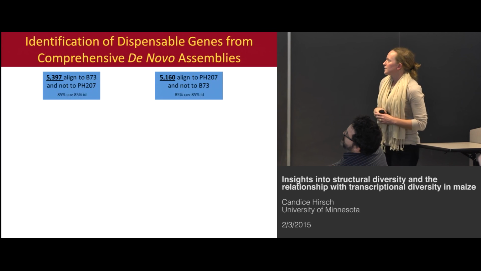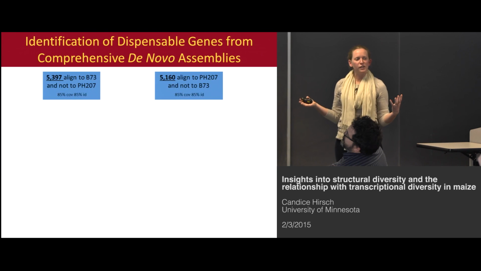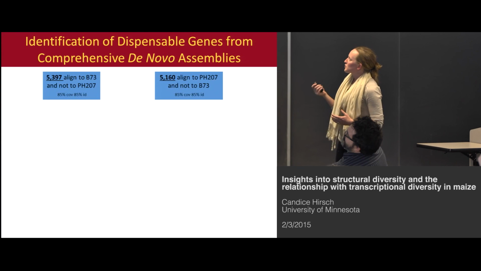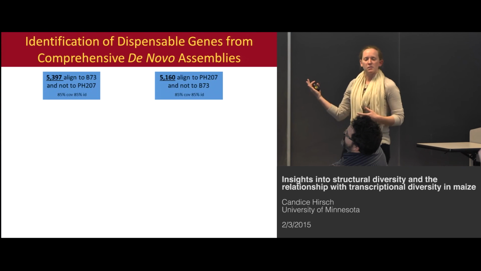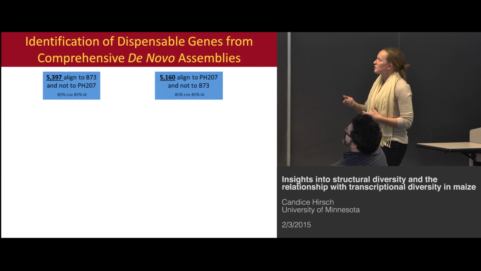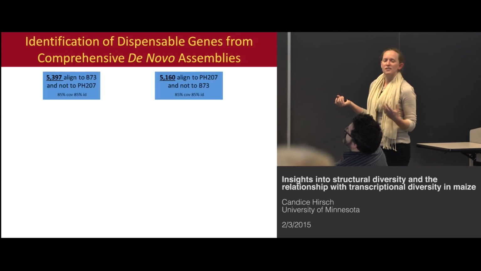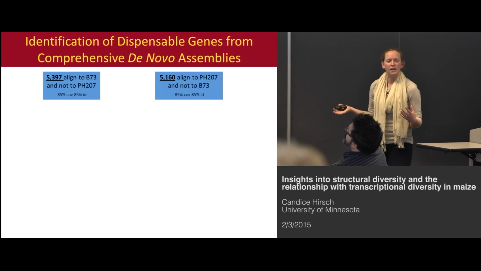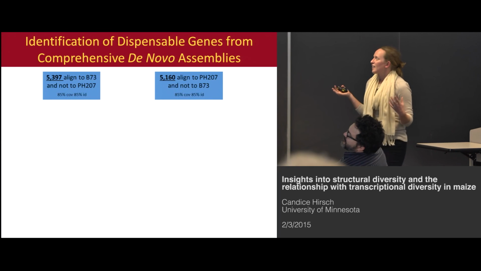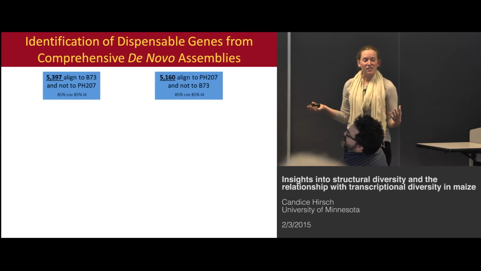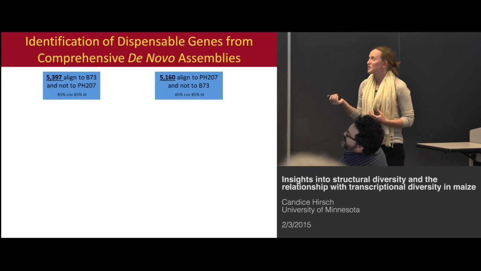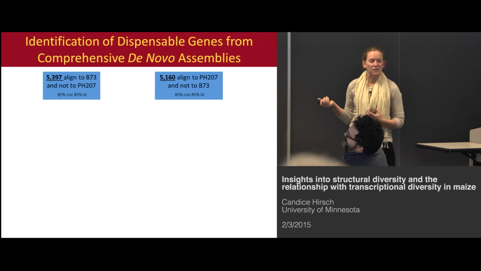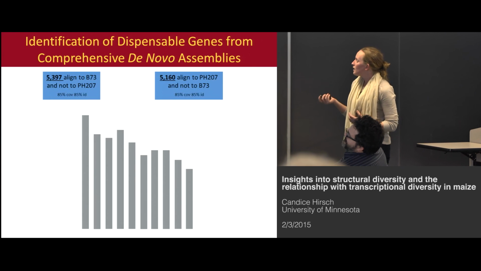Okay, big reveal. We wanted to know how many genes are in one genotype and not the other genotype. If we take our B73 genes, align them to PH207 and vice versa, we find that there's almost 5,000 genes in each of these two genotypes that don't align back to the other genome. That's an insane amount of genes if you think about it. Out of 40,000 genes, 5,000 of them seem to not be present in one or the other genotype.